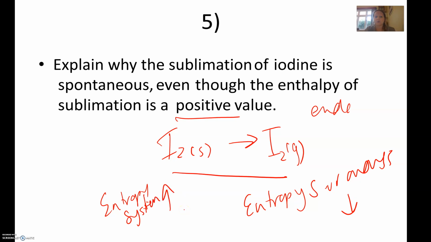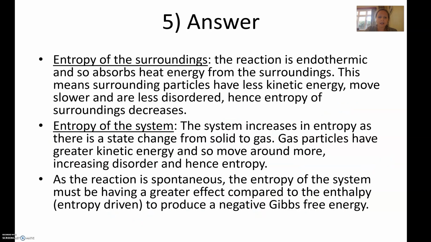So how is it possible to get a spontaneous reaction? Well, a spontaneous reaction means a negative delta G, so H minus TS. If H is positive, S must be a bigger value, and so this is also entropy driven. That is the end of your topic. Here's the final answer. Please feel free to read it, and we'll be doing more problems together in class about this. Well done, team. That's the end of this topic.